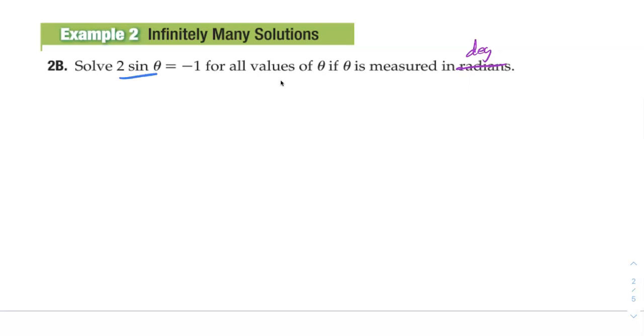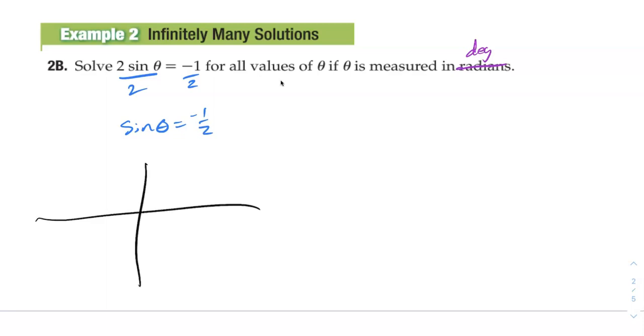I get sine by itself, so divide by 2. Sine of theta equals -1/2. So we start out the same way. All Students Take Calculus. We have a negative sign now. So A and S is where sine's positive. It's negative in the other two, so T and C.